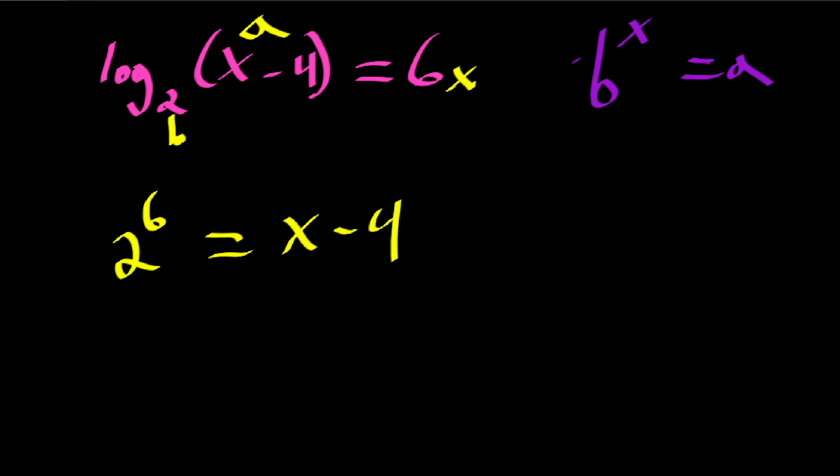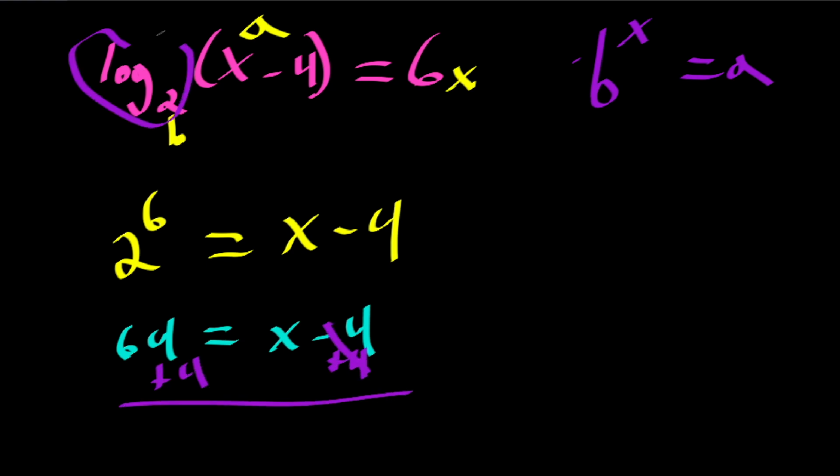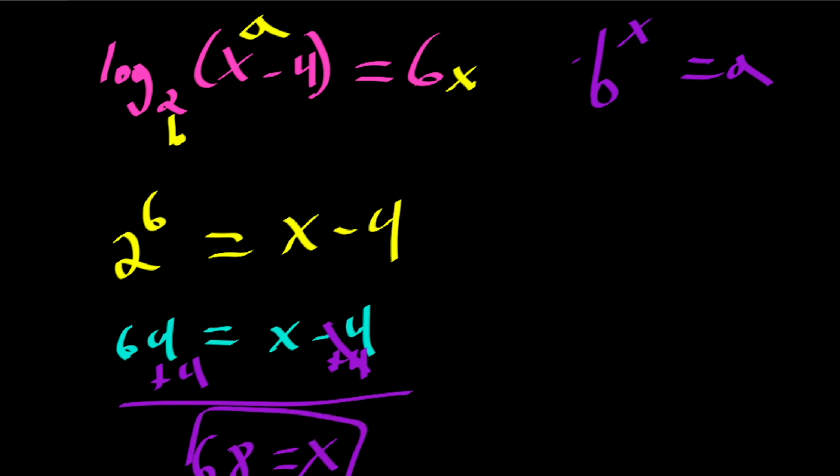Now we can say this is 64 equals x minus 4, and now we can solve. You can see that we got rid of this logarithm, but we did it a different way, by using exponential form. Then 68 equals x, and I believe that would work. Let's double check it. If we plug it back in, we have to make sure we don't get a negative. 68 minus 4 would be 64, so it would work.